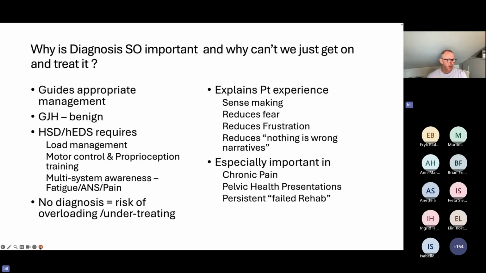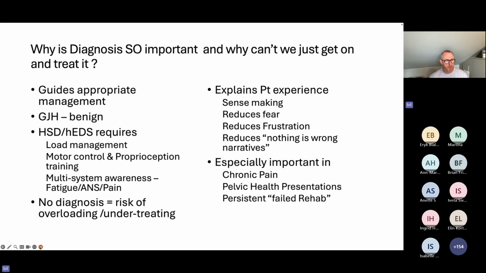So why is diagnosis so important, and why can't we just go on and treat these guys? I think it's because it does give us a criteria to put them into a diagnostic category, which would then guide appropriate management. Because generalized joint hypermobility is often benign, but HSD and hEDS require load management, motor control and proprioception training, multi-system awareness, looking at fatigue, autonomic nervous system, and pain. No diagnosis equals a risk of overloading and under-treating.